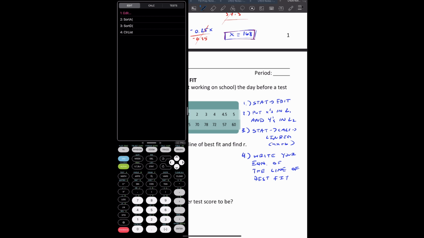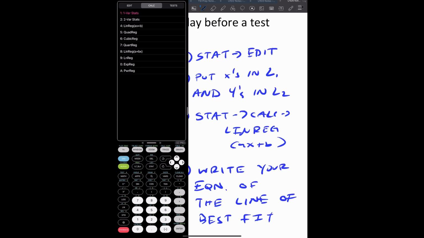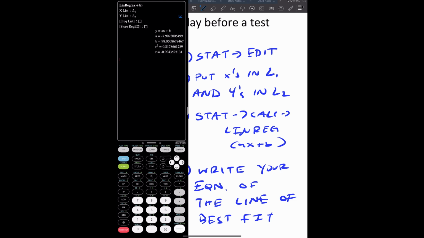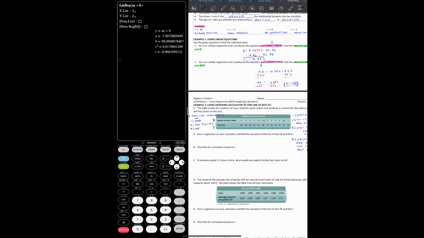Then we're going to arrow to the right once so that we see calc. Then you need to scroll down to LinReg ax plus b. So press enter and enter, and you should get these values here. So we ran a regression on the calculator, and now we need to write the equation of line of best fit and the value of R.